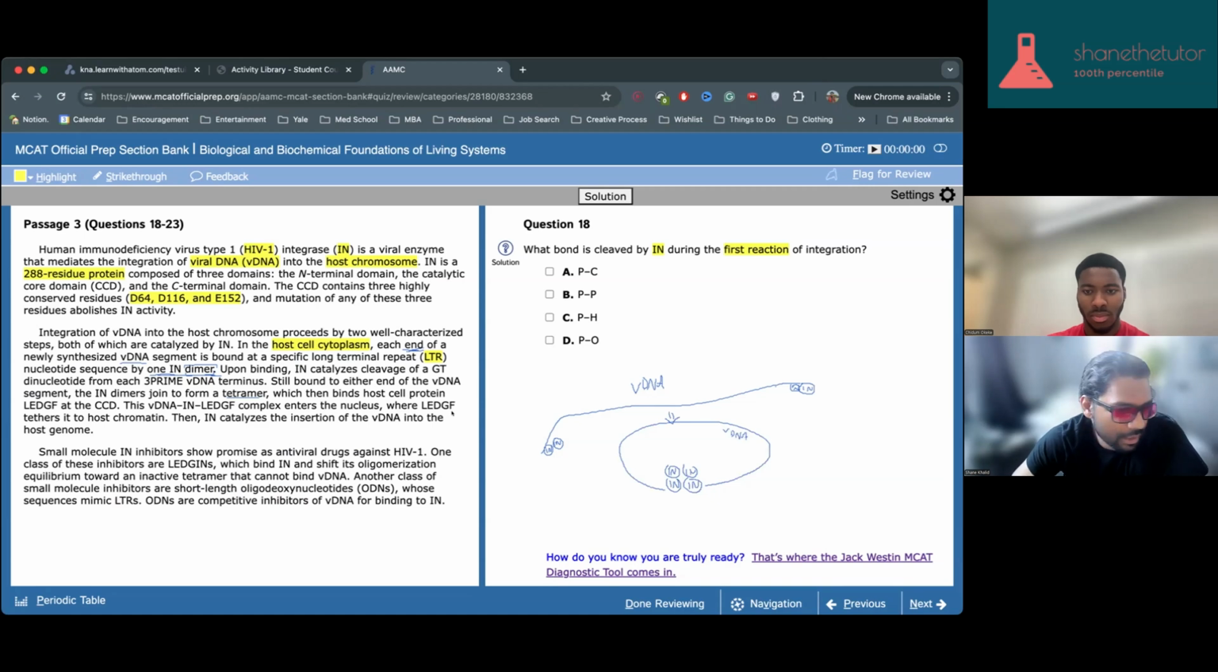And then maybe I would draw LegF. Host cell protein LegF. I'm just going to draw another circle. And this can bind to that tetramer, right? Because they say the tetramer, which then binds host cell protein LegF at the CCD. So where's the CCD going to be? Is it going to be part of the vDNA, on the LegF, or on the IN? It's going to be near the center-ish, in the core. So would it be in vDNA, LegF, or IN? Oh, IN, because it has the terminal.